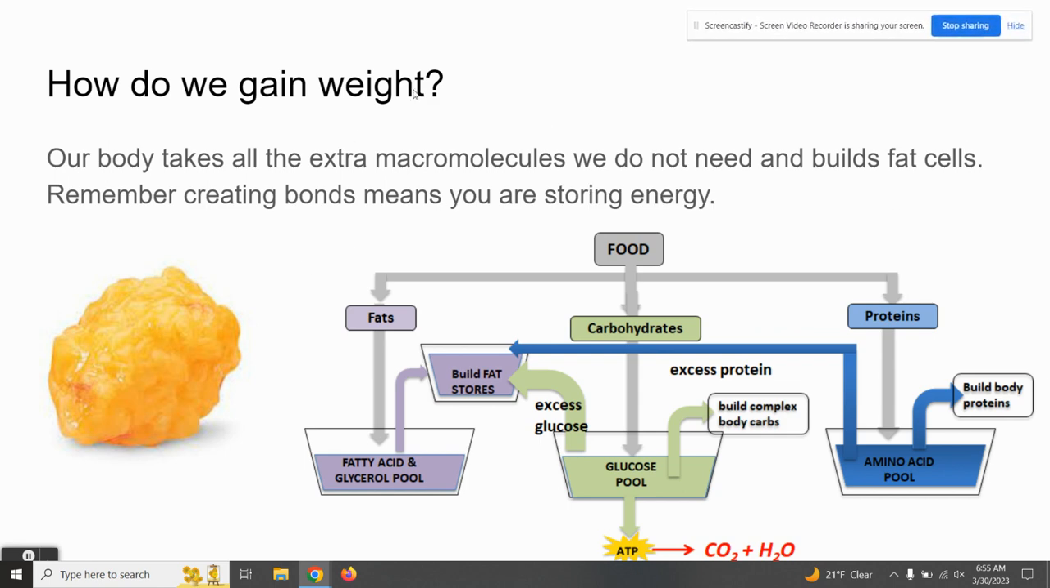Obviously, that diagram showed you that typically our fats are the things that are stored as fat. But no matter what, if you're consuming more than what's needed, every single type of macromolecule can be turned into fat.